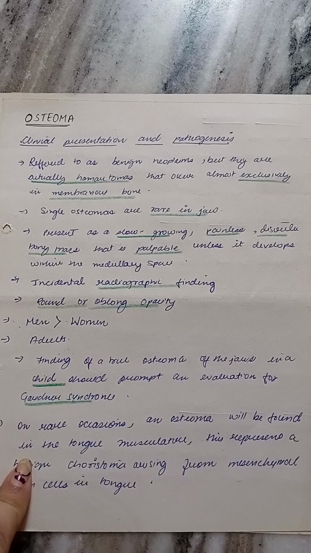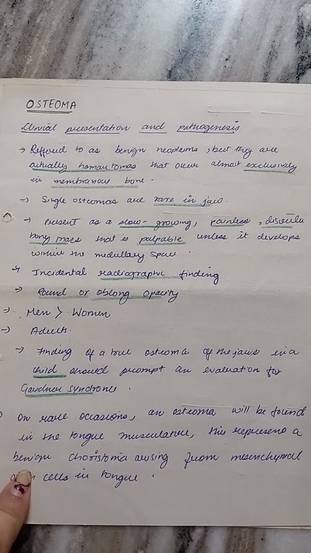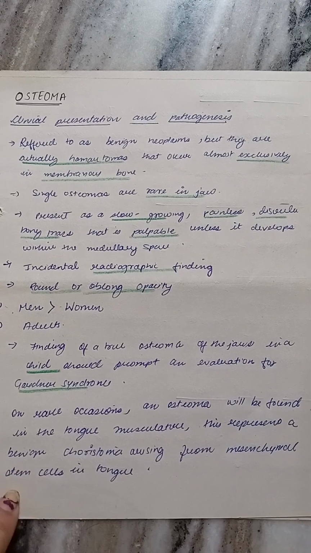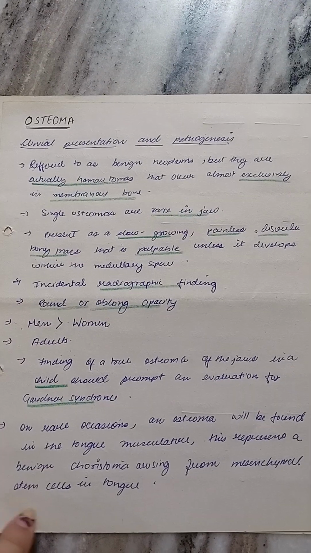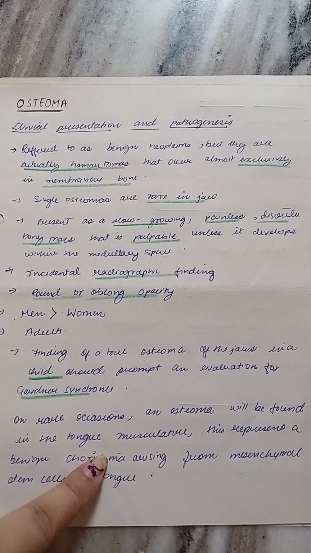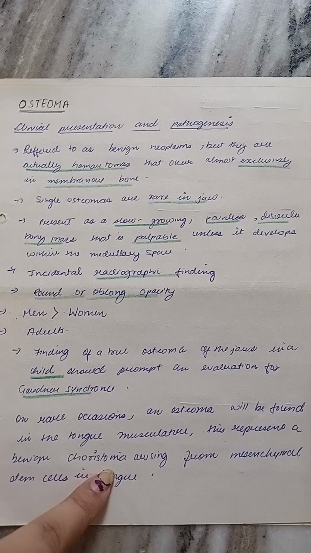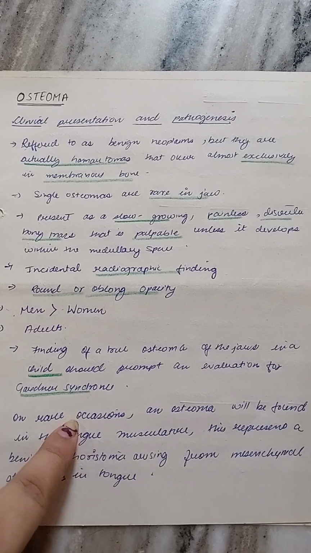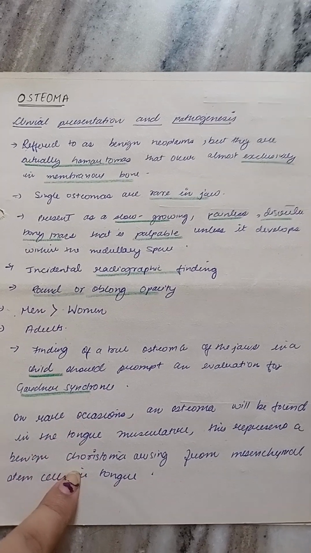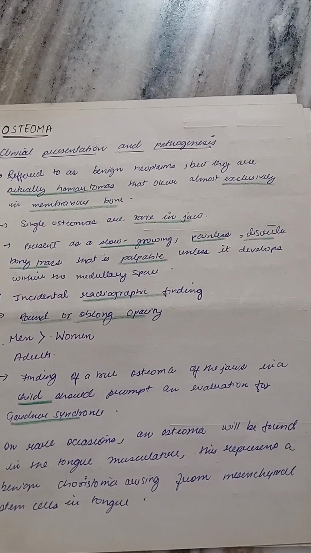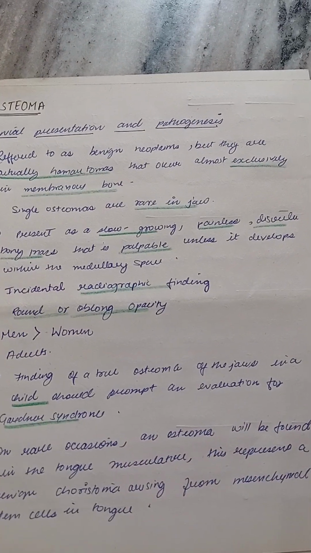On rare occasion, an osteoma will be found in tongue musculature. This represents a benign choristoma arising from mesenchymal stem cells in the tongue. So they are not osteoma, they are choristoma. These choristoma and hamartoma terms we have dealt with when starting odontogenic tumors.